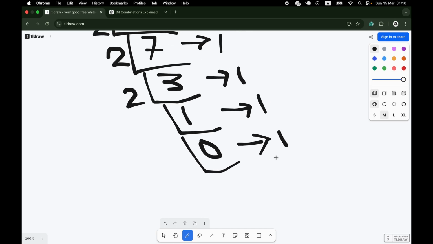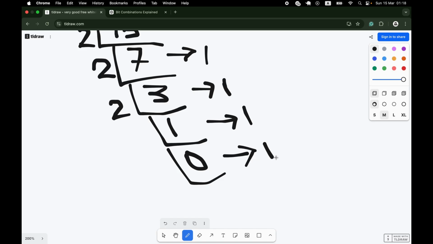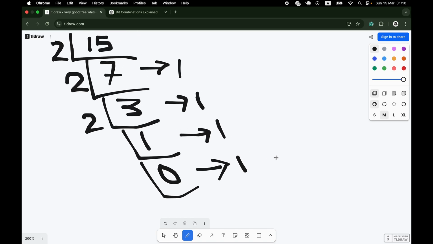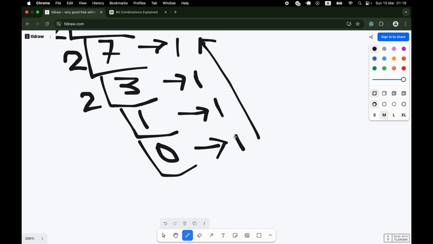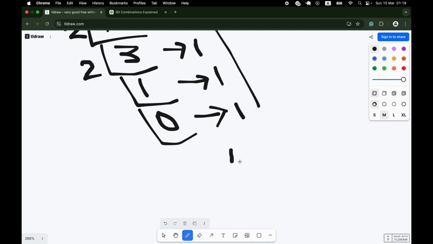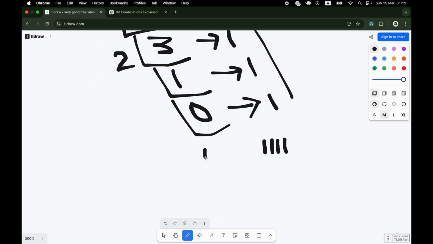So this is finished. So how do we get the binary code? We will get the binary code reversely, not from up to bottom. We have to take it from down to up. So we're gonna take it like this. We will reorder these numbers again. So 1 1 1 1. So this is the binary code the computer understands. So 15 decimal value equals 1 1 1 1.